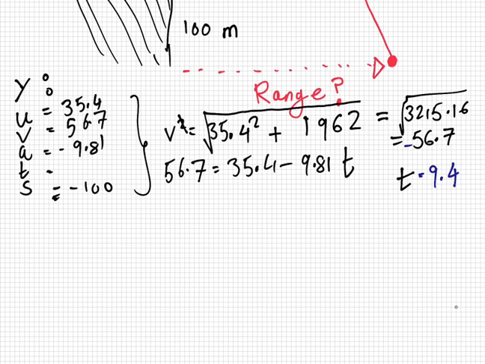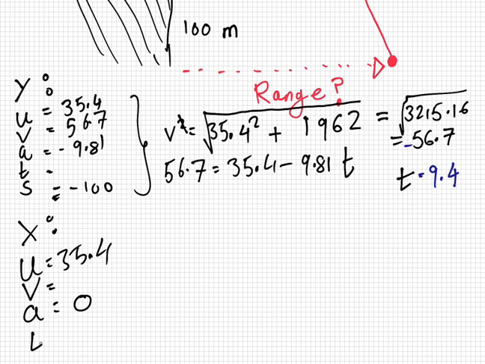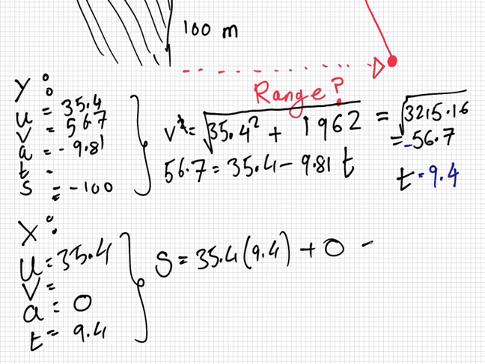Now, I want to find the range. So, X, what's U? 35.4. What's V? Don't know. What's A? 0. What's T? 9.4. So now give me the S. S equals UT plus a half AT squared. So what did you say it was? 332.3. Yes. Okay, so 332.